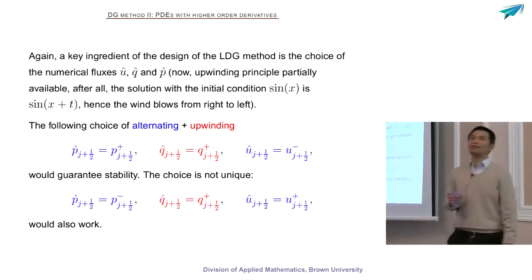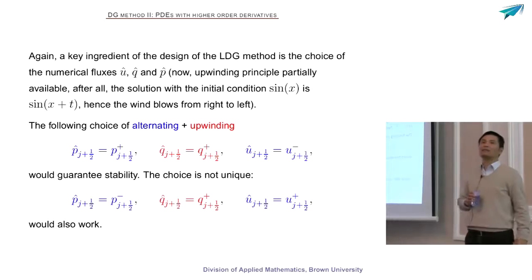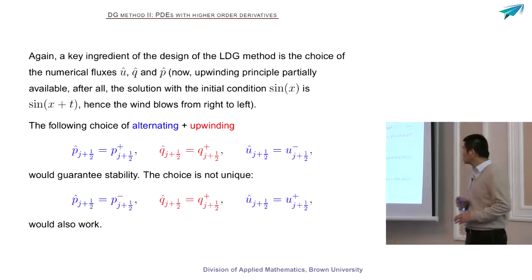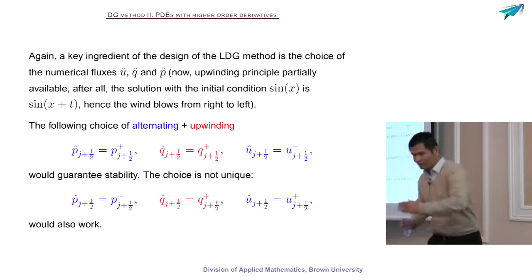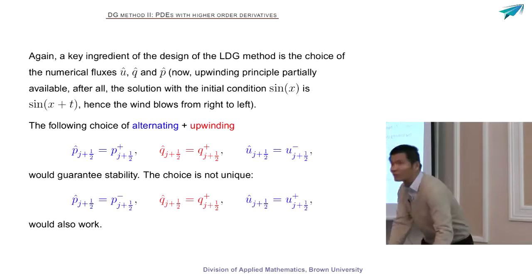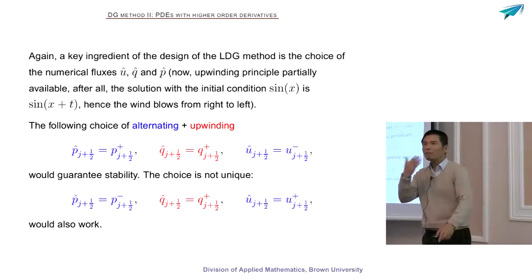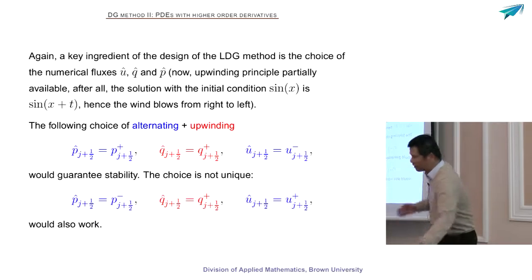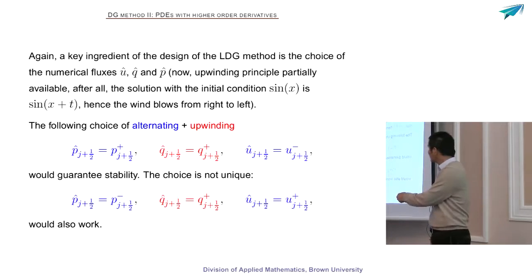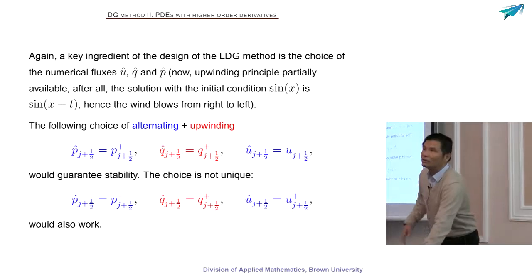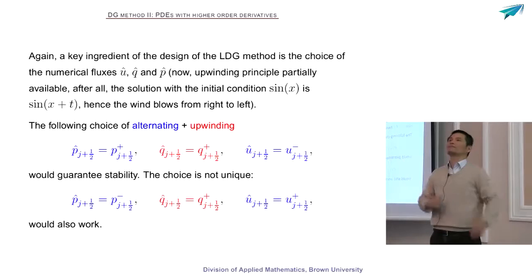The first possibility is completely upwinding, meaning that if the information is coming from the right, in this case x plus t, blowing from the right to left, then I have three numerical fluxes, p hat, q hat, u hat. I use all three of them from the right. So p hat is p plus, u hat is u plus, q hat is q plus. That's one possibility. Completely upwind.